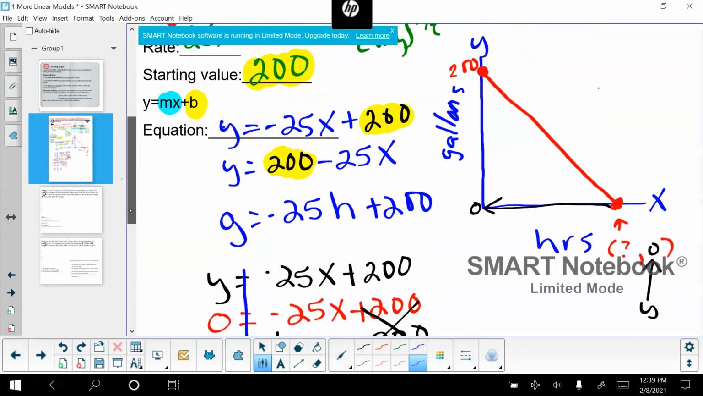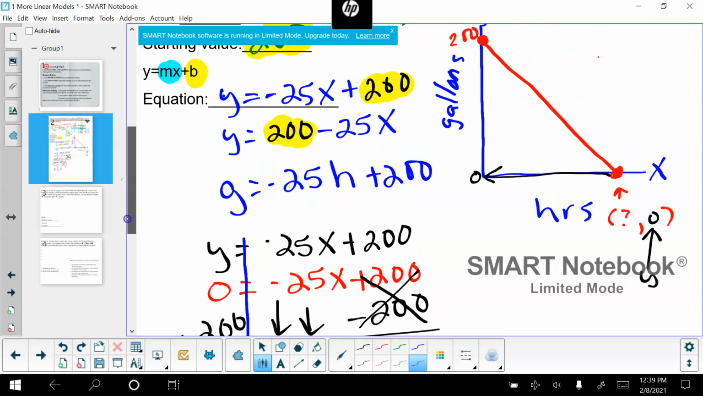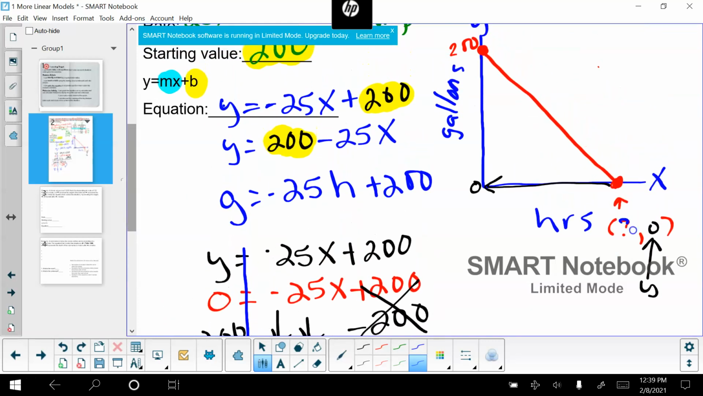So this number right here ends up being an 8. And I know that that's an 8, and this is hours, so it's 8 hours. So what's happened is it started with 200 gallons of water up here, and then 8 hours later, there's no water left in the tank.